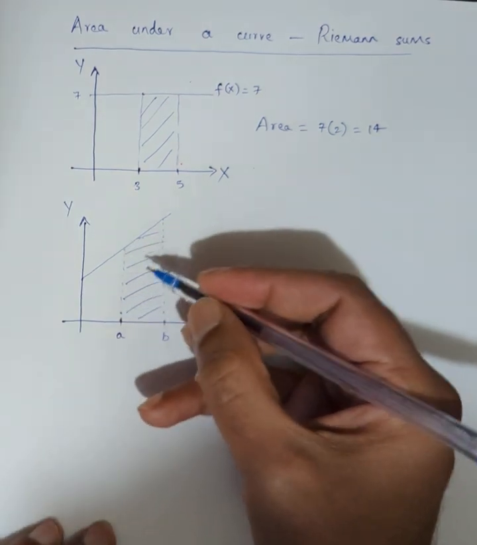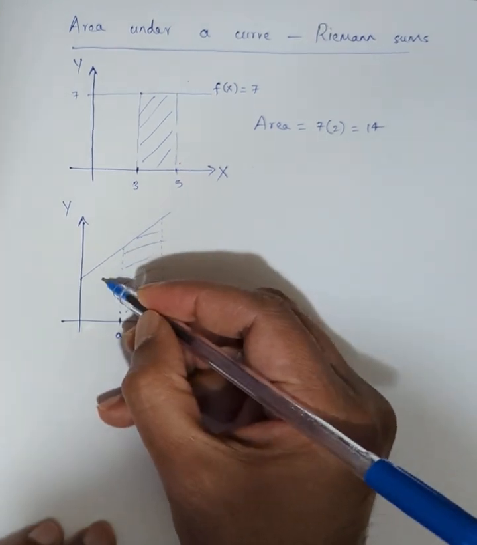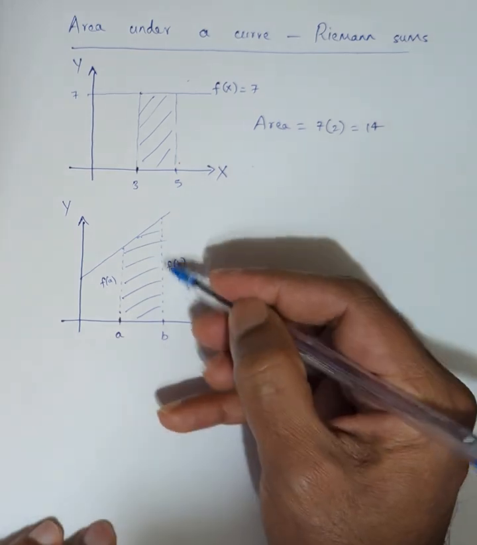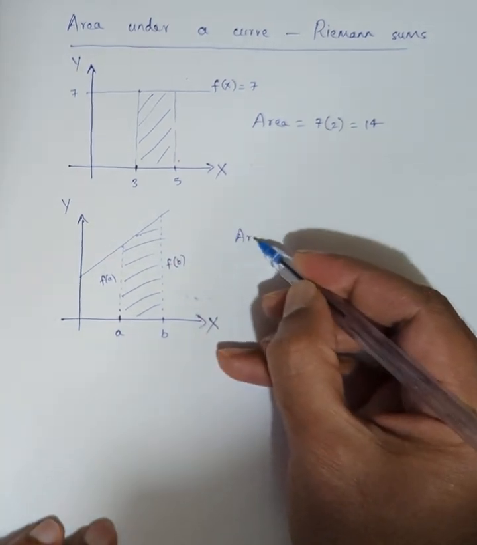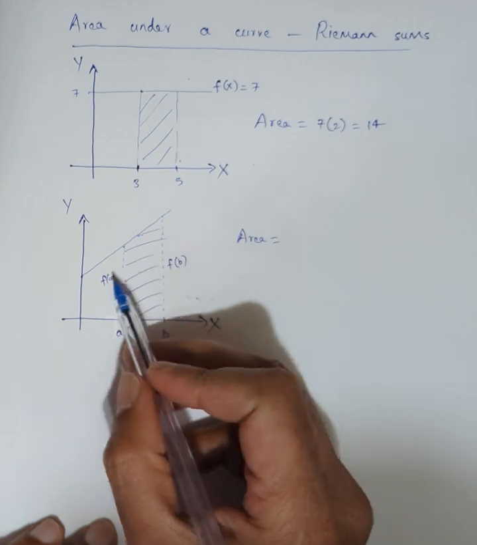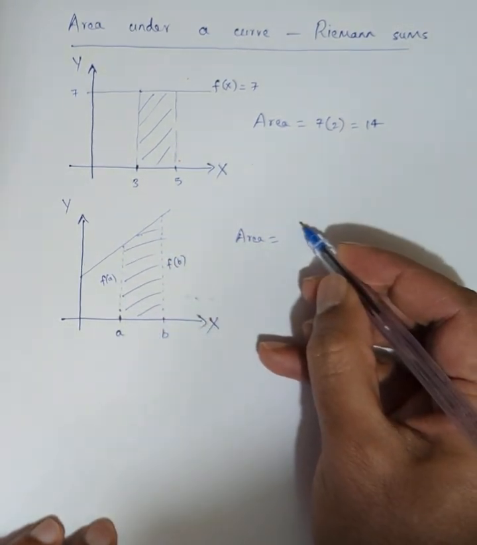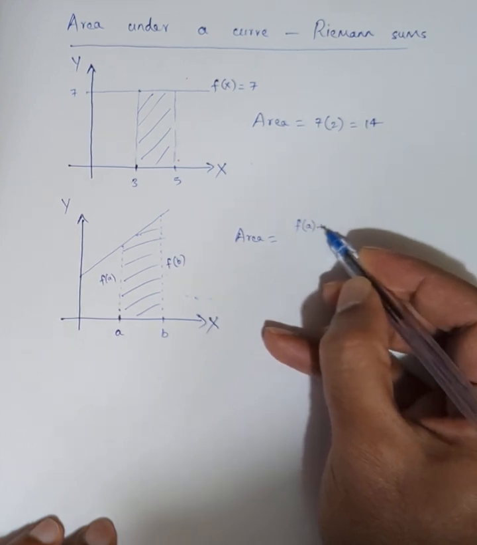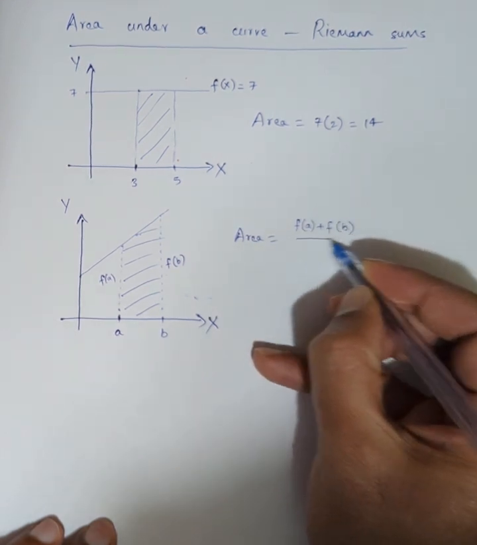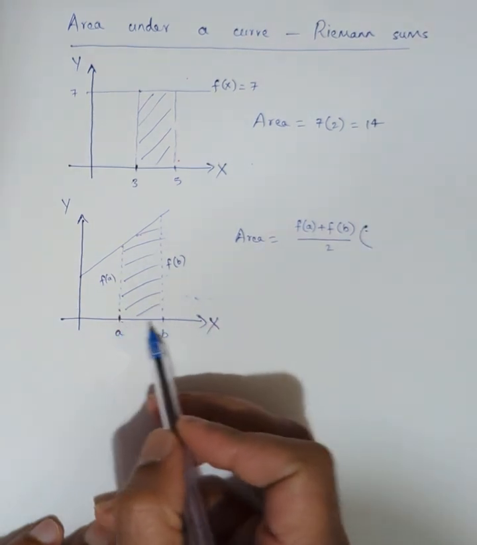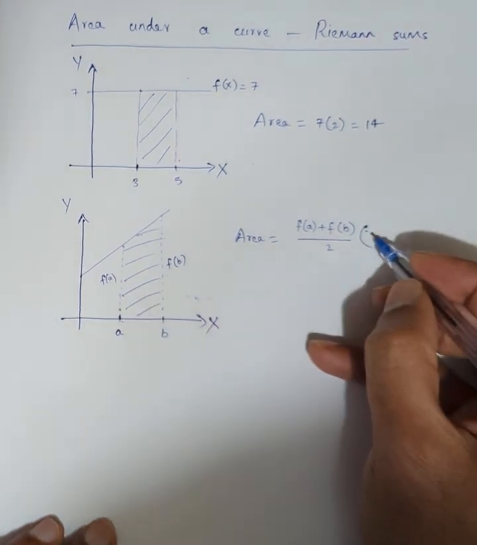So this height is going to be f of A, and that height is going to be f of B. And I can use the formula for the area of a trapezoid. These are my bases, the parallel sides. So I'm going to take their average, f of A plus f of B divided by 2, and I will multiply by the distance between them, which is B minus A.